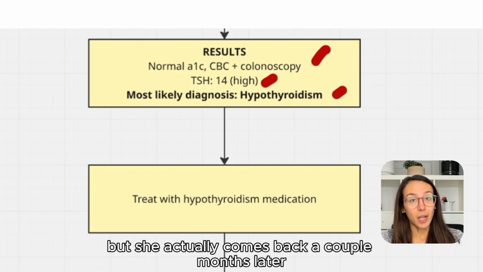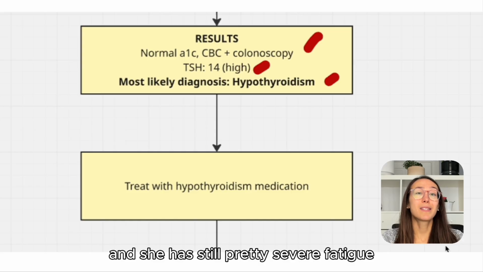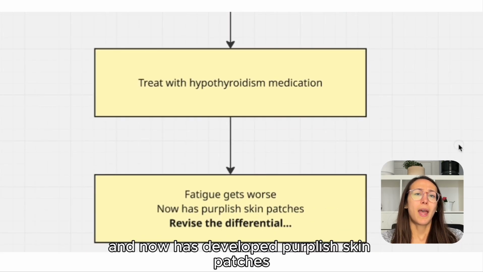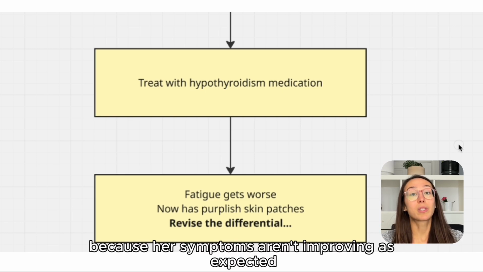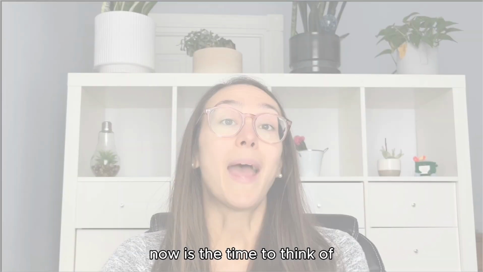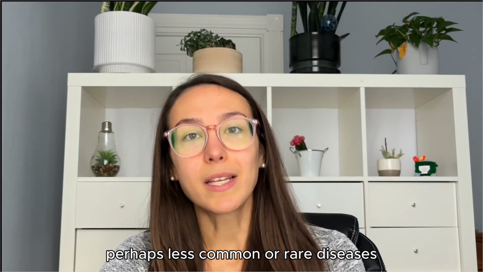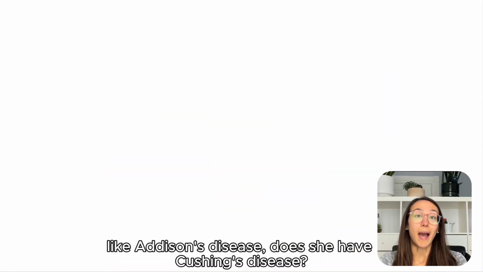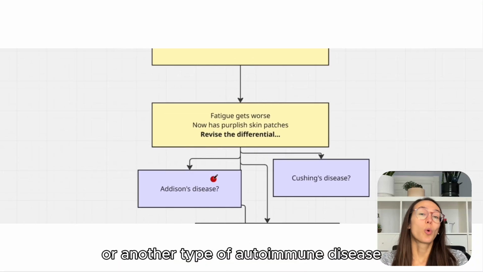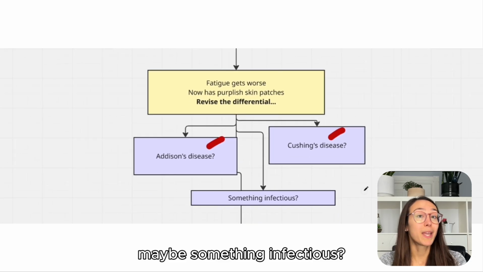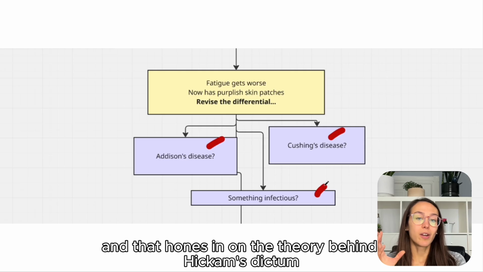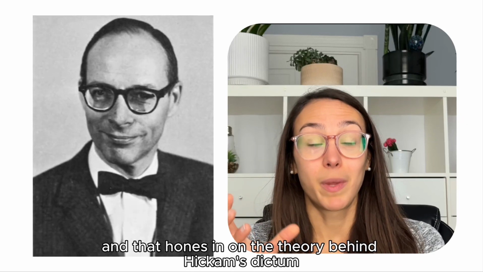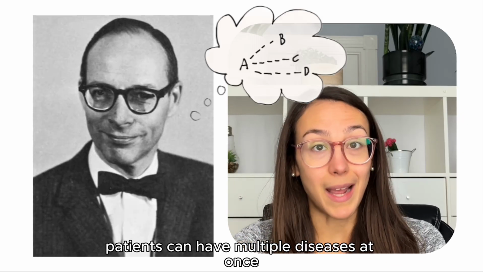But she actually comes back a couple months later and she has still pretty severe fatigue, and now it has developed purplish skin patches. So, okay, we have to go back and now revise our differential because her symptoms aren't improving as expected. Now is the time to think of perhaps less common or rare diseases like Addison's disease. Does she have Cushing's disease or another type of autoimmune disease? Maybe something infectious. We're thinking about those less common causes. And that hones in on the theory behind Hickam's dictum. Patients can have multiple diseases at once.